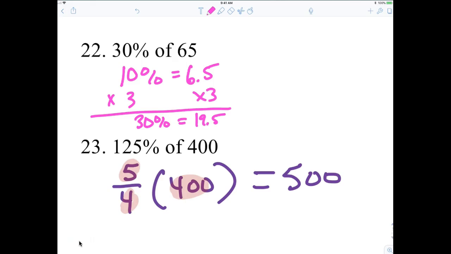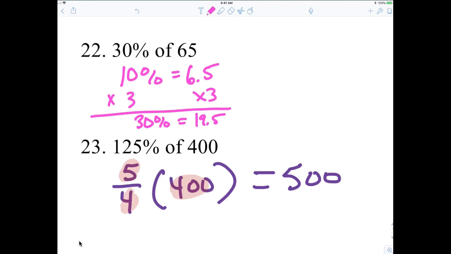19.5. Is everybody okay with that? I also wouldn't mind if you just said, well, I don't feel like doing the math, so I'm going to do 30% of 70. 30% of 70 would be easier. That would just be 21, and you're close enough. Is everybody good with that?